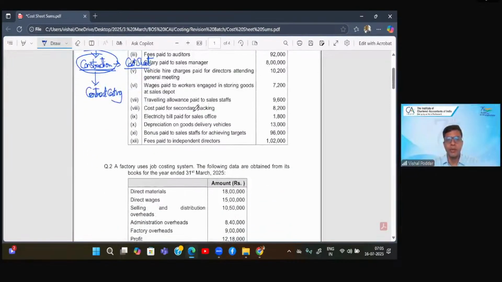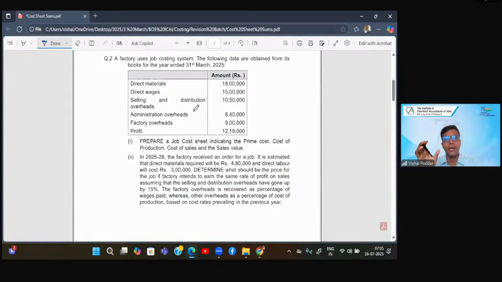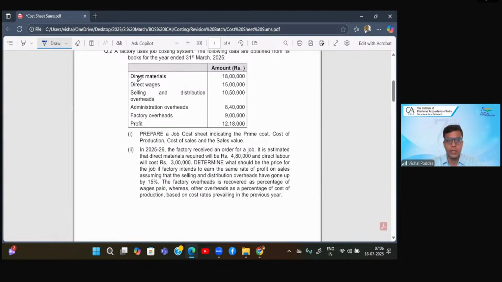Question one is a very basic question, but I'll first take up a question which will help us just revise the cost sheet format. So that could be our starting point. These are all selected from various resources that we have, MTPs, RTPs, etc. So this is the question. A factory uses job costing system. The following data is obtained from the books for the year ended 31st March.